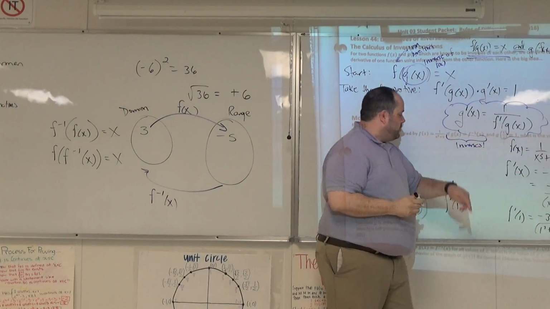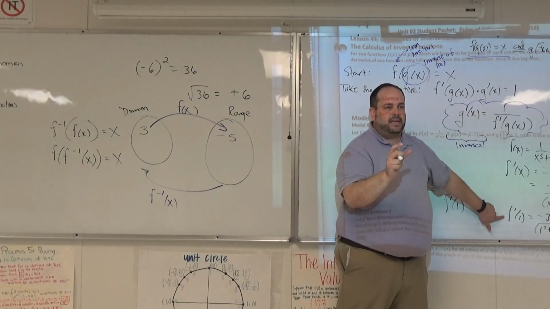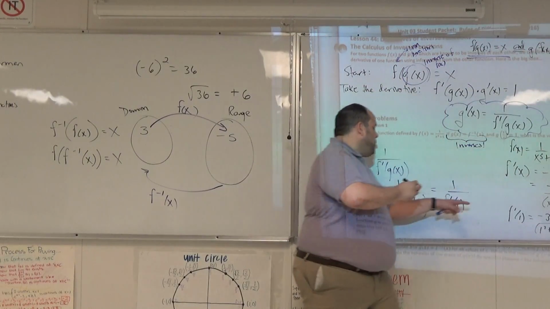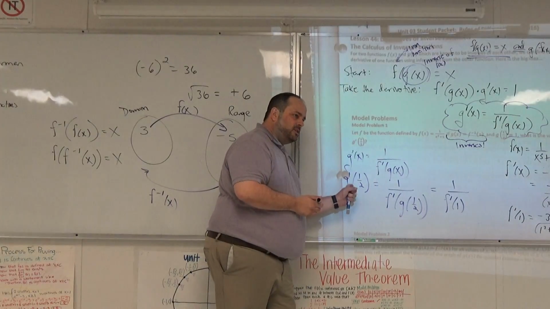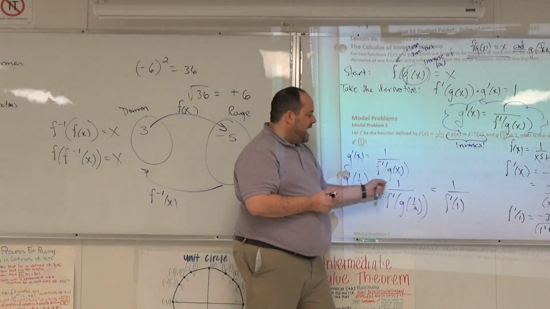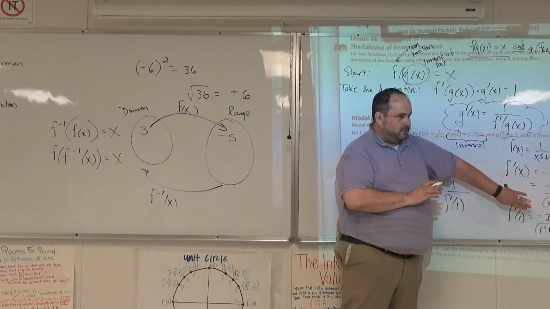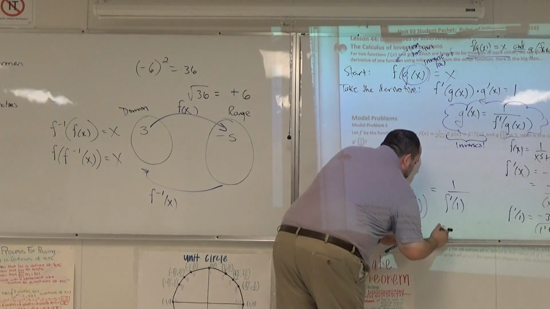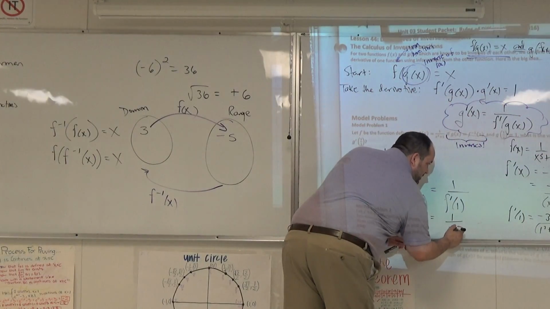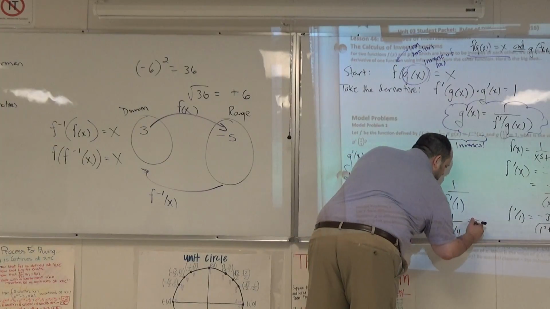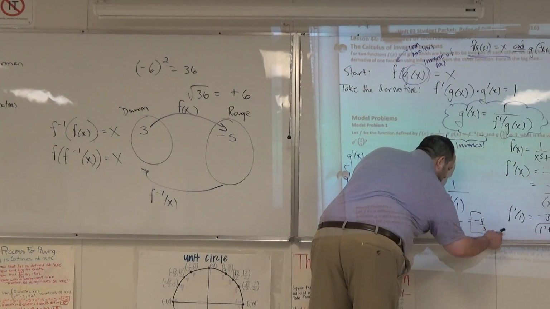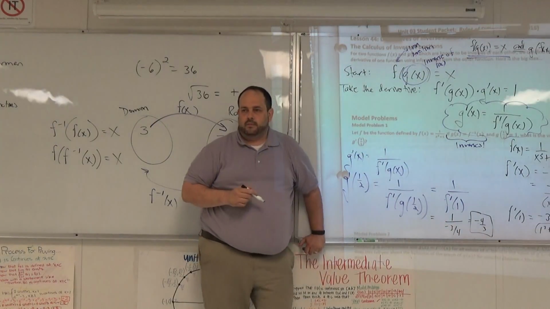g prime of 1. Right, this is giving me derivative information about the graph of f. What I want is derivative information about the graph of g. This is like an intermediate step that I'm doing off on the side. So your final answer is really the reciprocal. It's going to be 1 over negative 3/4, which is negative 4/3.